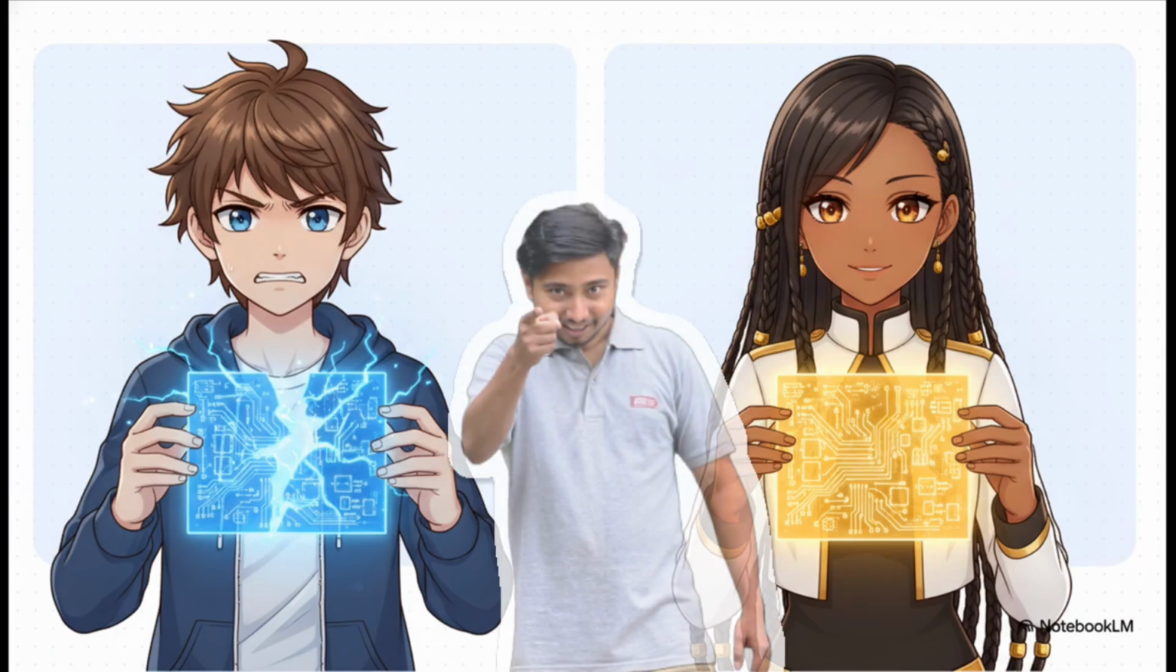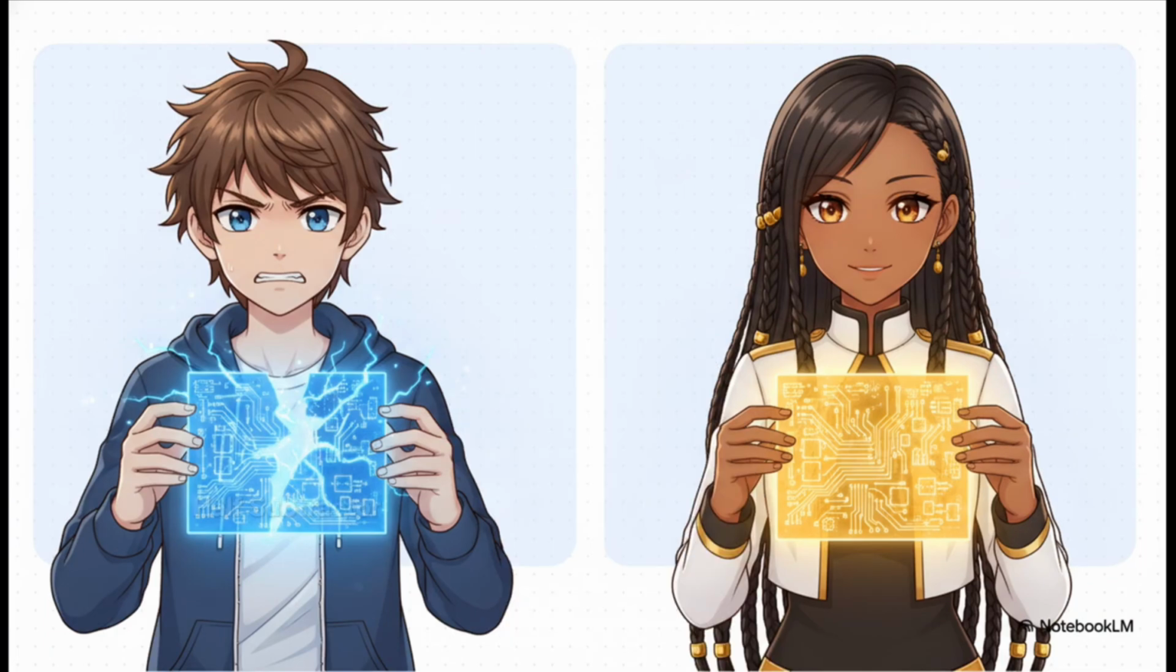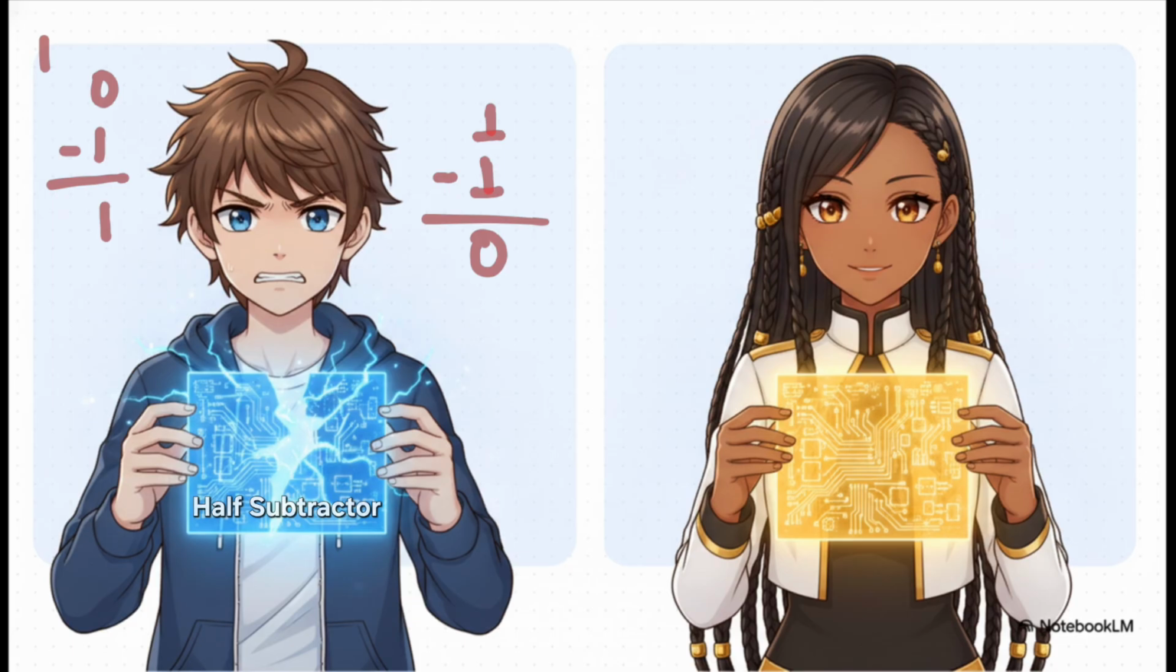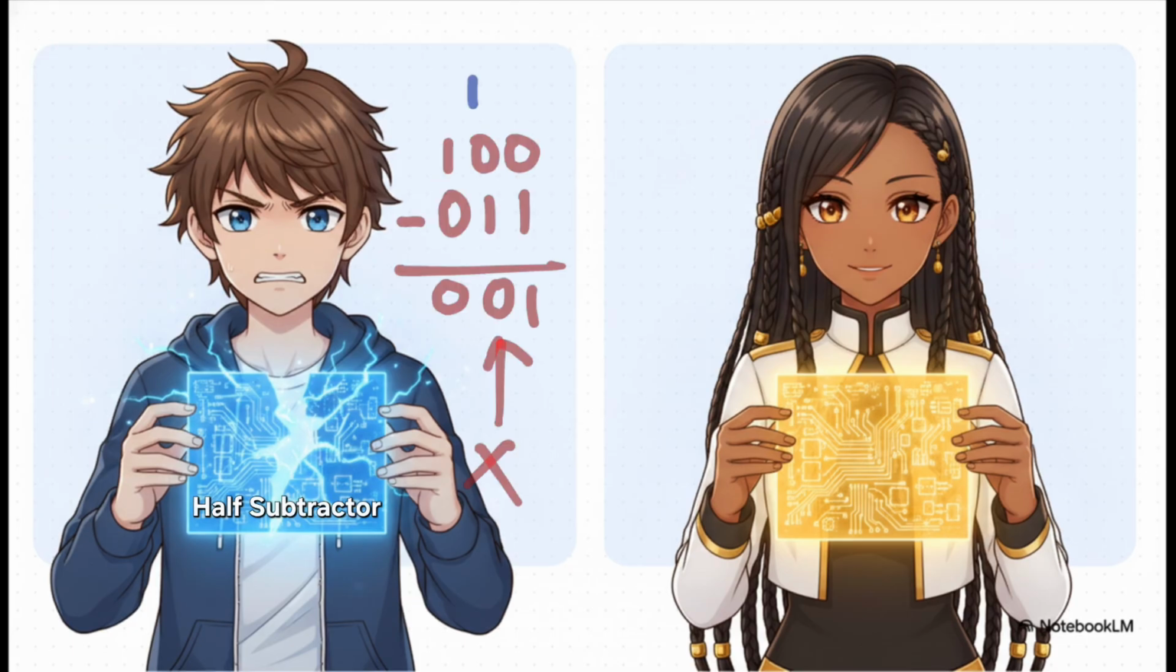So the crucial point we have to understand first is the difference between these two circuits. In digital logic, we have something called a half subtractor. But here's the catch with that one. A half subtractor can only subtract the least significant bit, the LSB, of binary numbers. It effectively drops the ball when sequential borrowing is needed, because it completely ignores any borrow generated from a previous stage. It just doesn't see it.